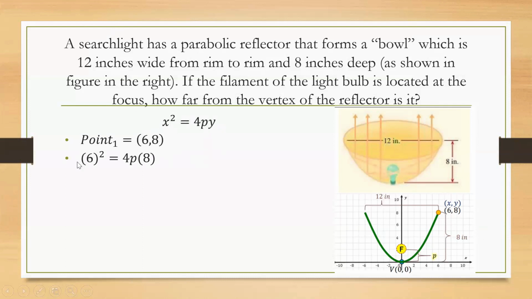For our x, that's 6. Then for our y, that's 8. We compute that to get 36 equals 32p. And to get p, we have to isolate it. So we get 36 divided by 32. Our answer is 9/8, or basically 1.125. So that's how far the filament of the light bulb should be from the vertex.